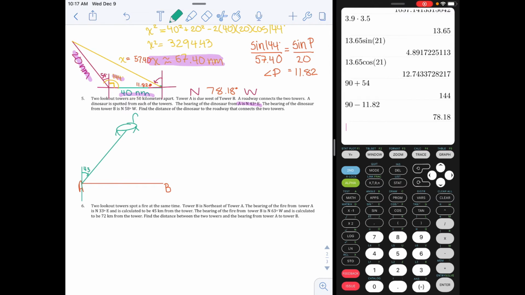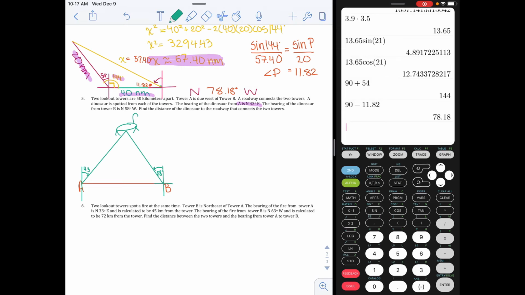Great. Then I also spot it from Tower B, and it was also given as a bearing, so I draw in my bearing, and I spot it at 58. Okay, perfect. And it did say from north to west, so that makes sense, right? North to the west. Fantastic.